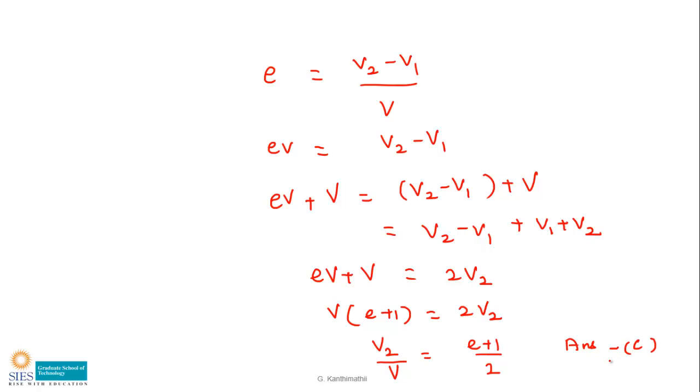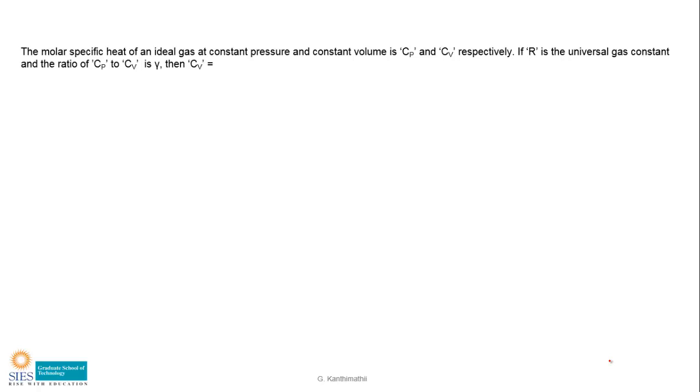Okay. Now we would go to another very simple problem. The molar specific heat of an ideal gas at constant pressure and constant volume is Cp and Cv respectively. If R is the universal gas constant and the ratio of Cp to Cv is gamma, then Cv is equal to what? So this is very simple.